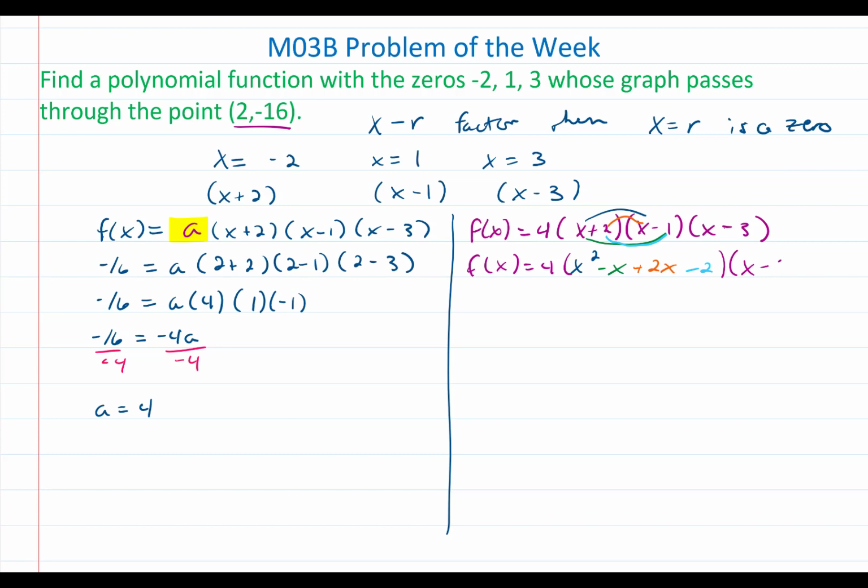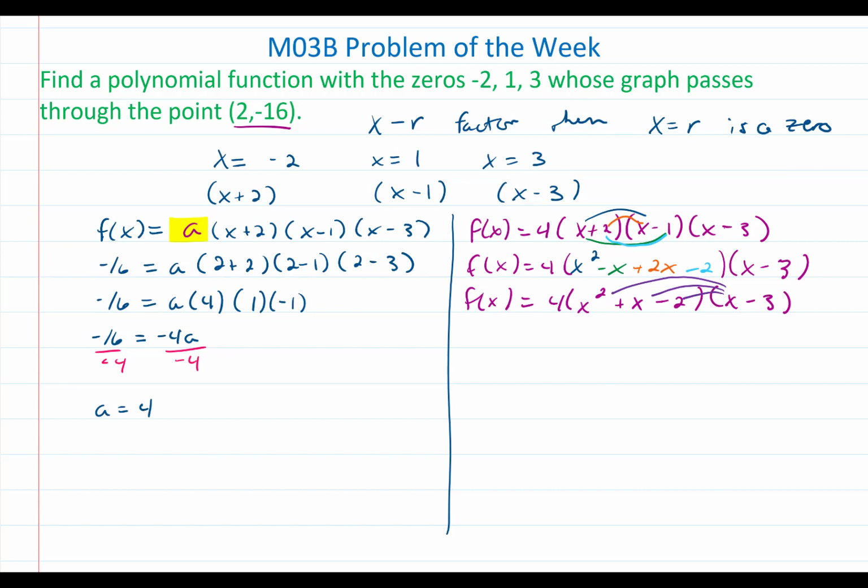Rewriting everything else, I can now simplify what is inside those parentheses to get a trinomial. So we'll have f of x is equal to 4 times (x squared plus x minus 2), and then we have times (x minus 3). Now we're going to take that trinomial and multiply it by the binomial. The way I like to do that is to take each term of the binomial and multiply it to all three terms in the trinomial. So we'll take x and multiply x to x squared, to x, and to -2.